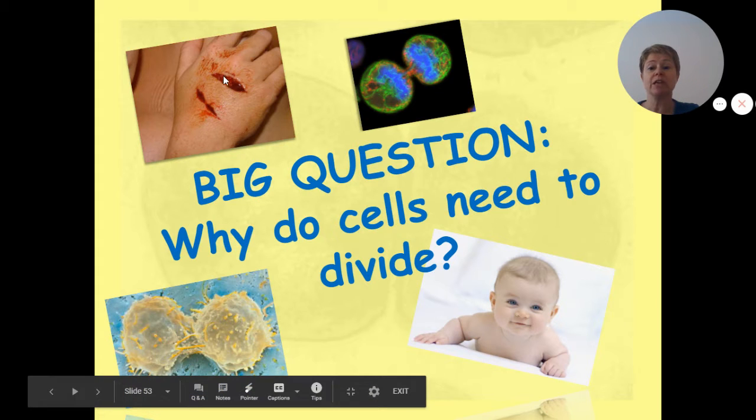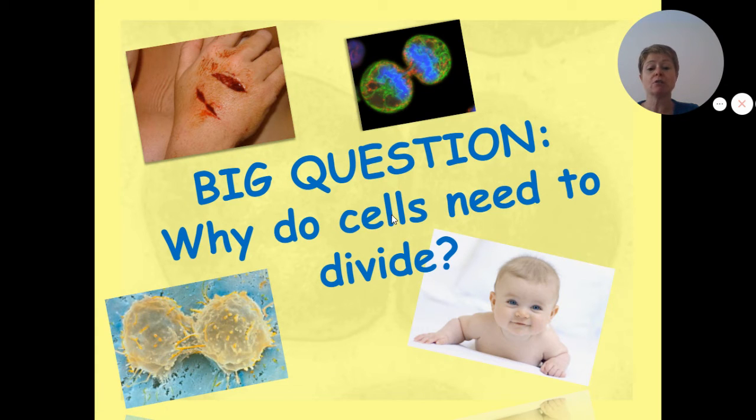Repair, so if we injure ourselves, then we have to make new cells to repair the damaged area. And also to make sperms and eggs for reproduction. Okay, and also just general growth. As you grow, you're making more cells. The cells aren't getting bigger, you're actually increasing the number of cells that you are made of.